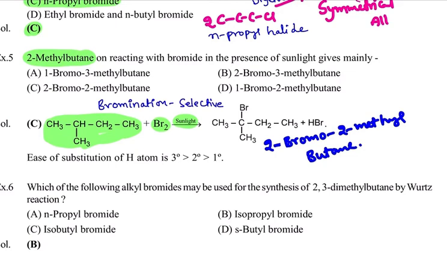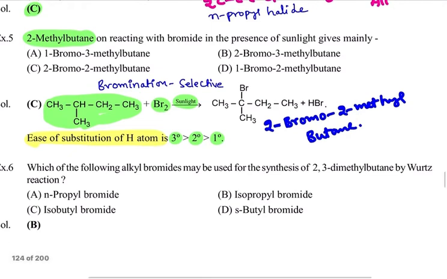Ease of substitution of hydrogen atom: which hydrogen can we easily remove from an alkane? First, we can easily remove hydrogen from tertiary carbon, next secondary, after that primary. So the ease of substitution of hydrogen atom is like this.